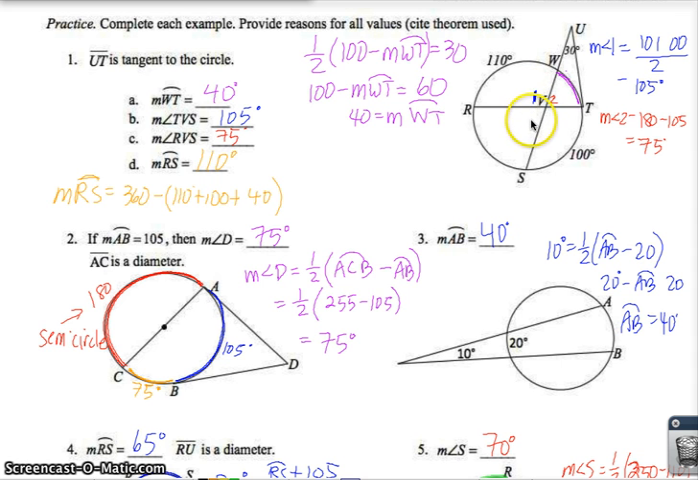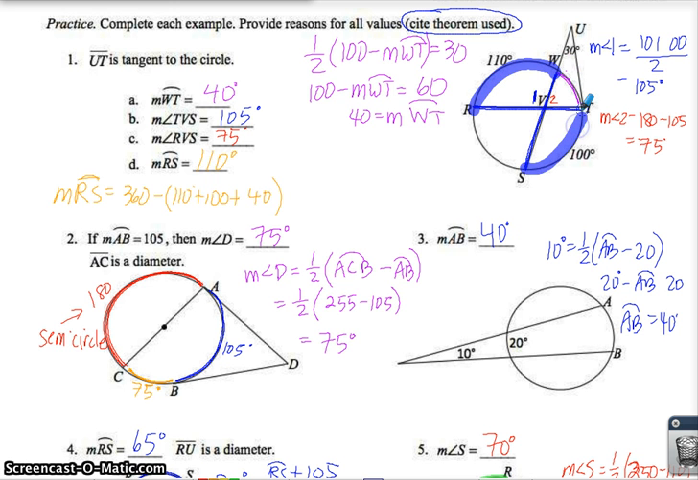So once you find this one, you can find this one. Well, how do you find angle 1? Well, that's the theorem on the front. Remember, it asked you to cite the theorem used. So here are the two chords that create angle 1. Once you get those two chords that create angle 1, then you're looking at the arc measures.